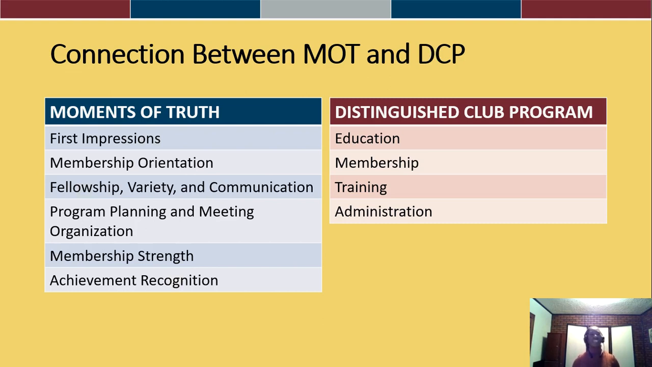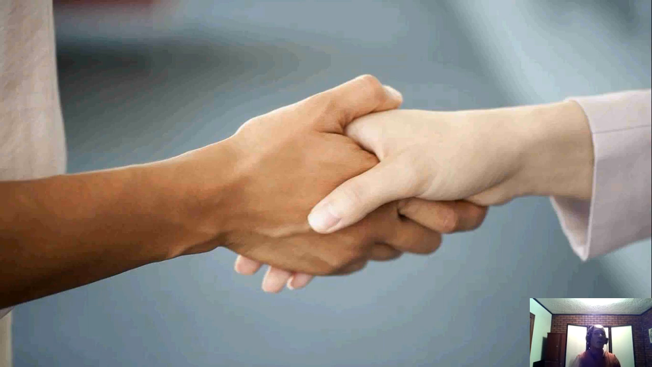And then last but not least is the achievement recognition category, or I should say the achievement recognition standard of Moments of Truth. With achievement recognition, that's tied to education. It's also tied to training, and it's also tied to administration. So don't forget, the Moments of Truth and the Distinguished Club program, they may be separate tools. However, they are interrelated to each other. I say they go hand in hand with each other.